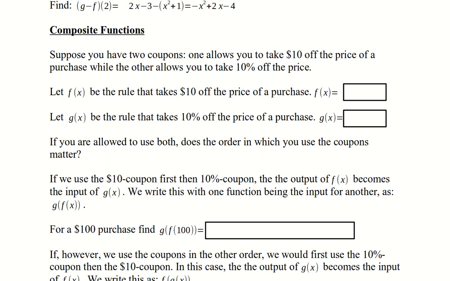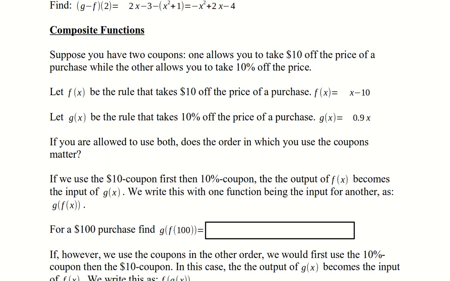So we're going to let f(x) be the rule that says take $10 off the price of a purchase. So there's f(x). So whatever the price of that purchase is, we reduce it by 10. g(x) is going to be the rule that says take 10% off the price of a purchase. Well, that means that we're paying the other 90%, so that's 0.9 times x. So if we're allowed to use both, the question is, does the order in which you use the coupons matter?